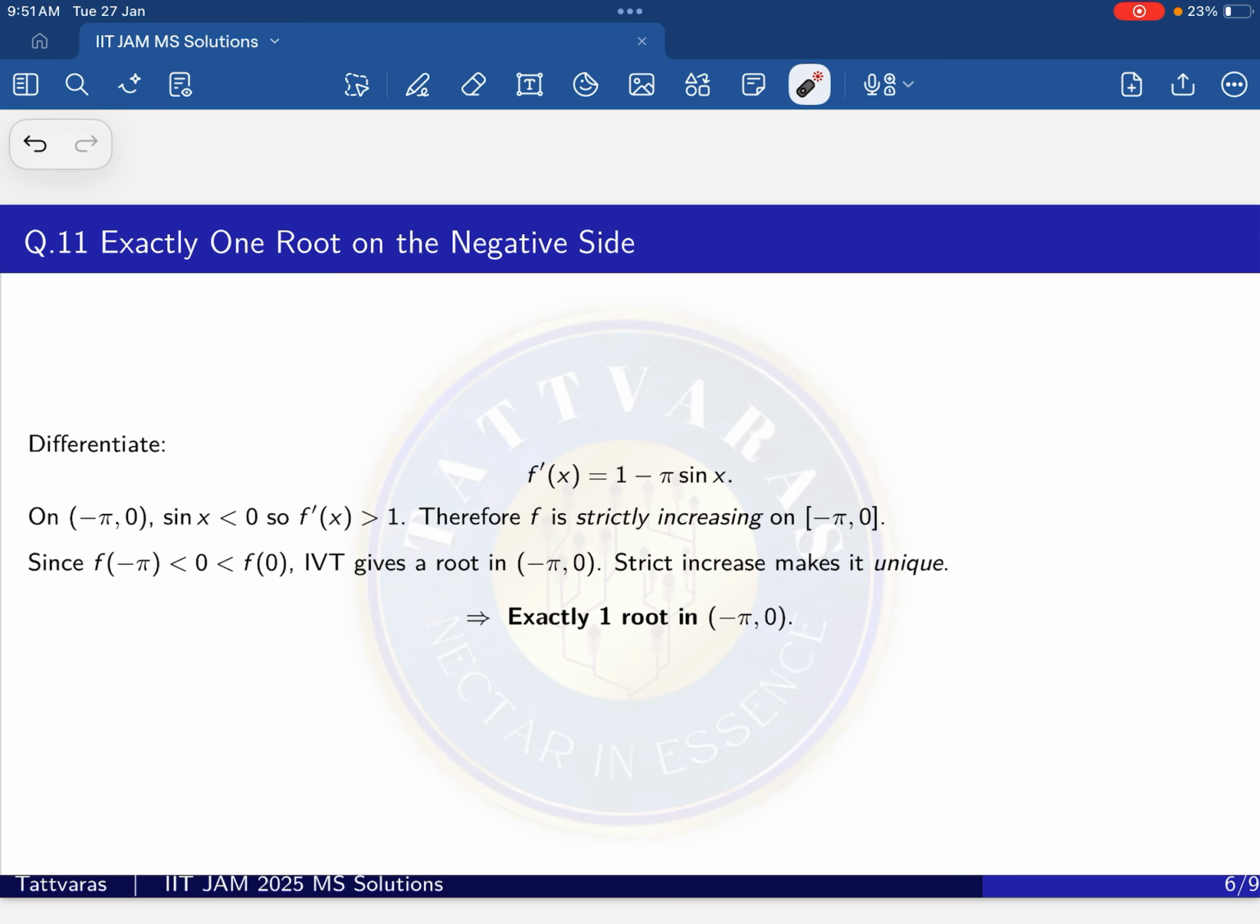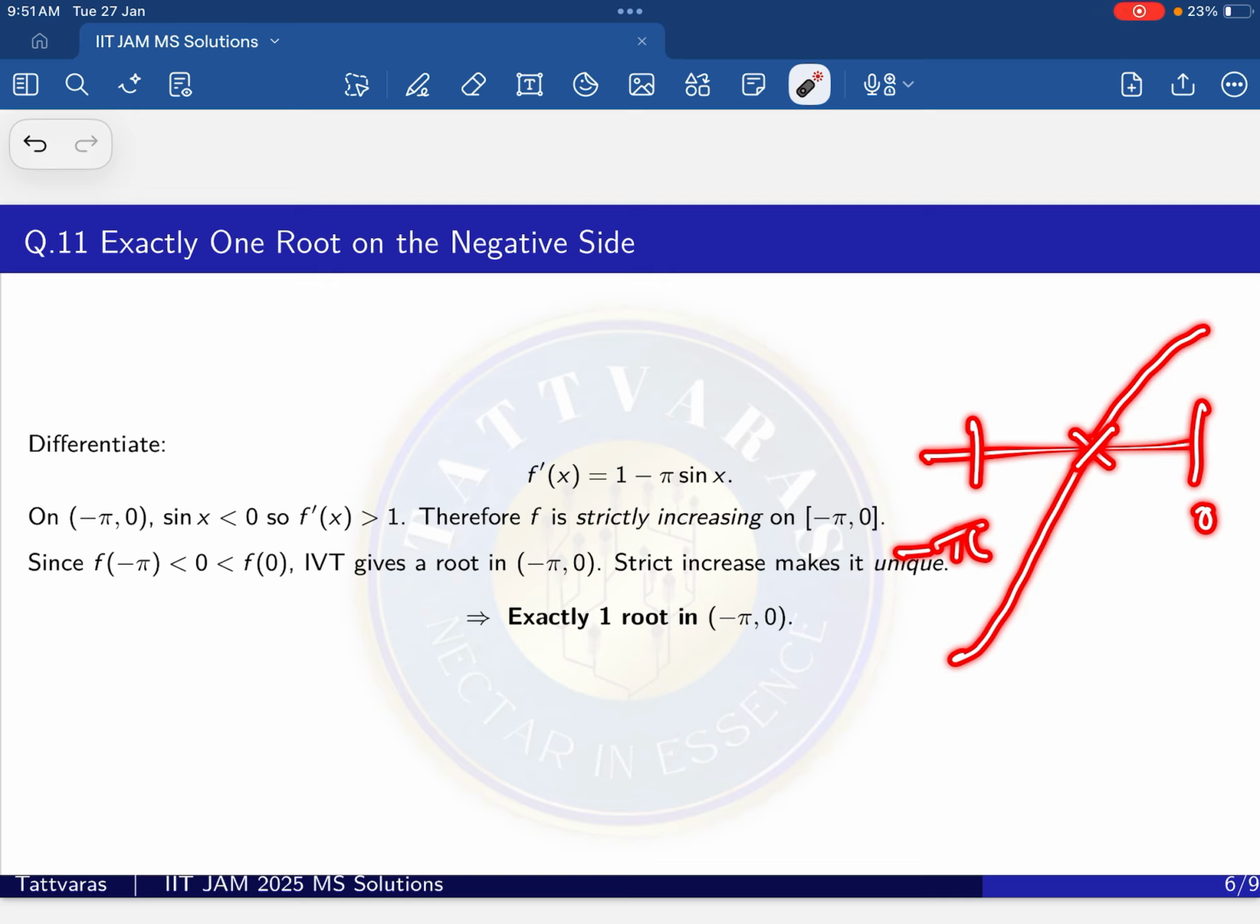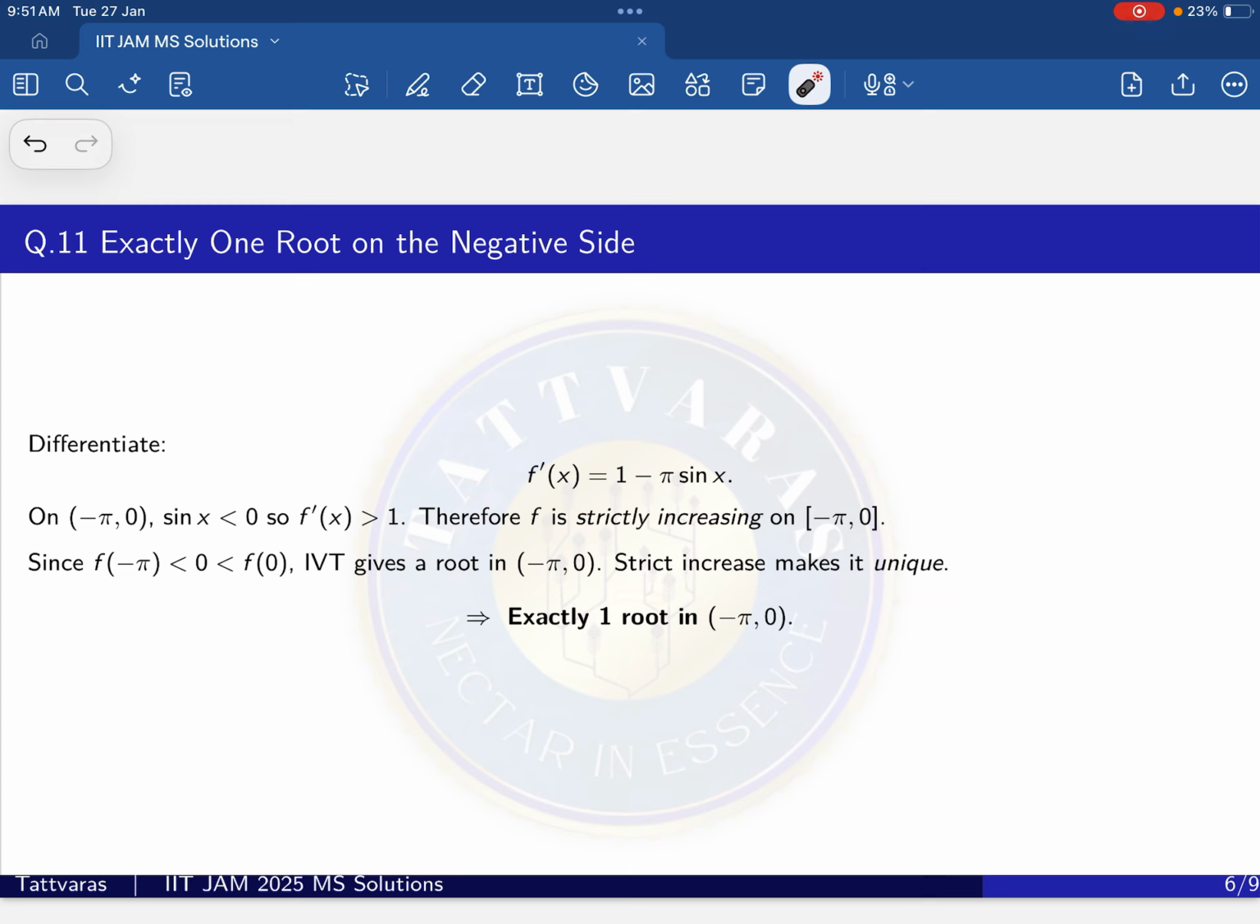So one immediate thing that we get from the graph, of course, and from the derivative as well, is that f prime x is 1 minus pi sin x, which implies on minus pi to 0, as sin x is negative, this is positive. In fact, this is greater than 1, so f is strictly increasing on minus pi to 0. And as f of minus pi is negative, which is less than f of 0, that is positive, and it is strictly increasing, so that means from minus pi to 0, it is strictly increasing and there is only one root. So strict increase makes it unique, and there is exactly one root in minus pi to 0.